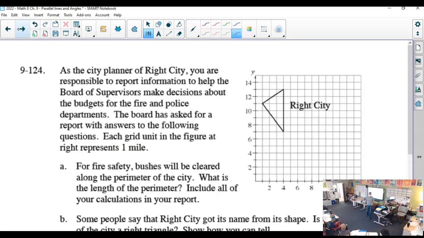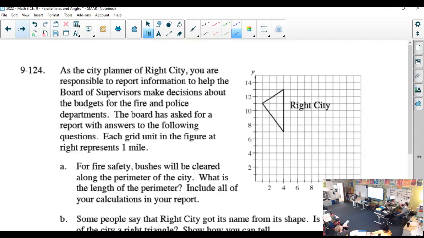All right, let's try this one. As the city planner of Wright City, you are responsible. Wait, is it Mr. Wright that's doing this? That was really fast that we got quiet. Thank you. You are responsible to report information to help the Board of Supervisors make decisions, yada yada. The board has asked for reports with answers to each of the following questions.